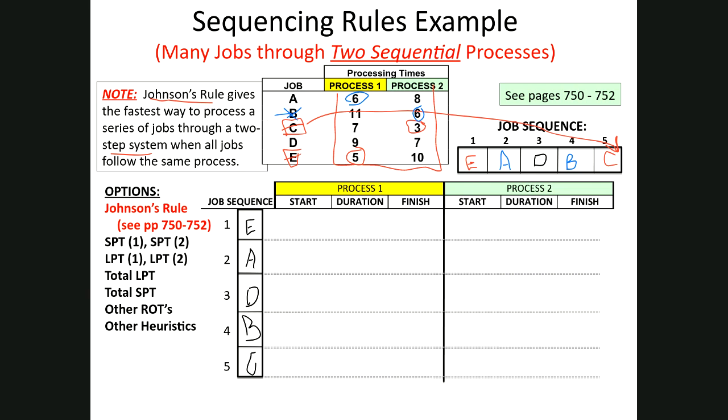Now, the next thing that we're going to do is take our processing times and put them in our table. Let me leave this like this a little bit. We're going to put our processing times into the duration column, I should say, for process 1 and process 2. And so for E, its processing time on process 1 is 5. Its processing time on process 2 is 10. For A, it's 6 and 8.